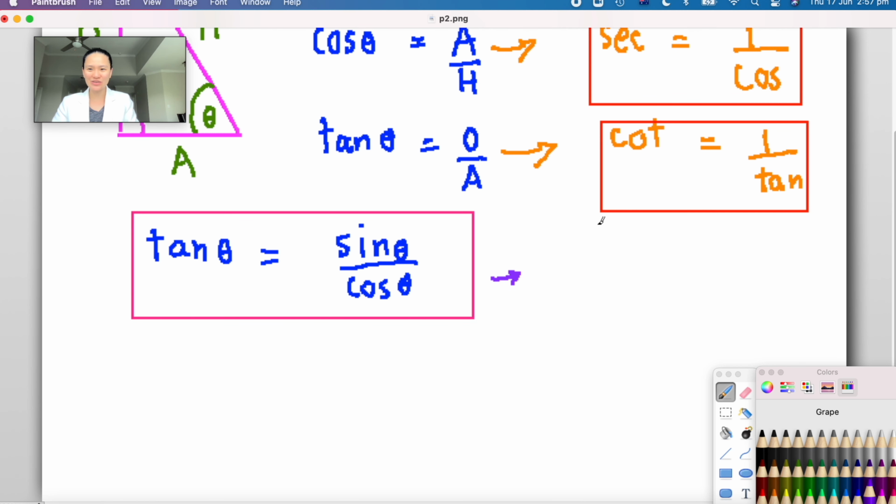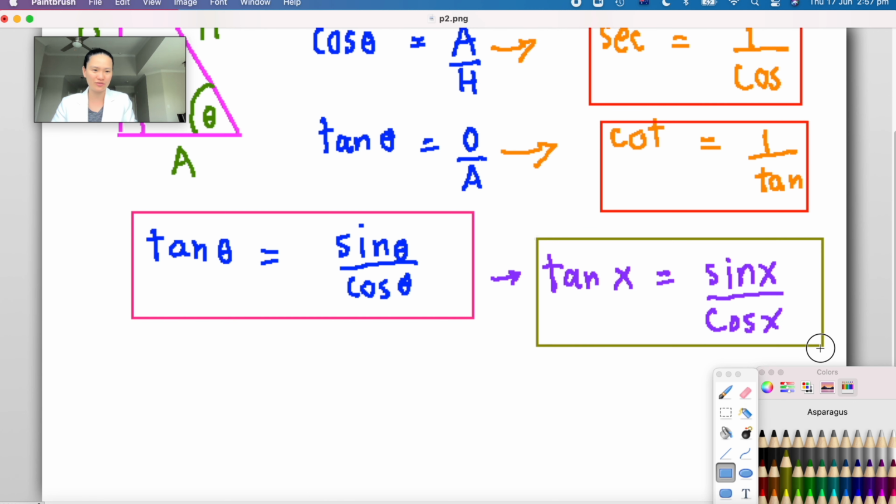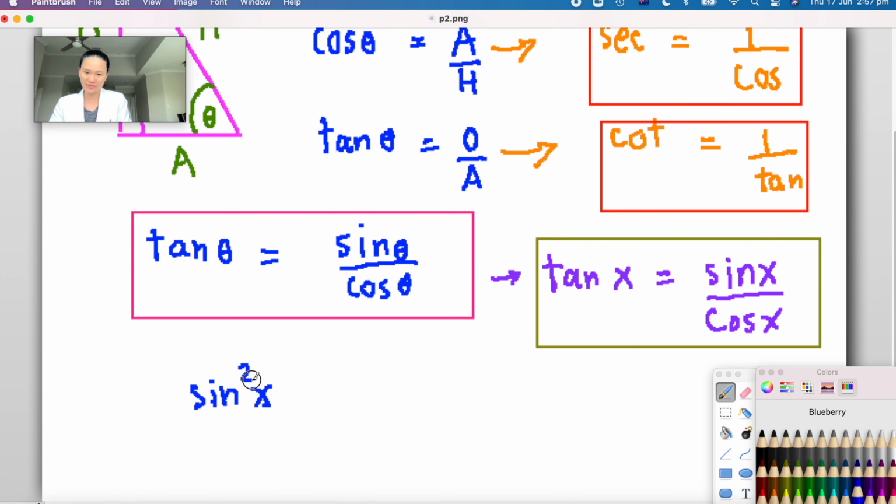Another one that you're going to see all the time is tan x equals, actually it's the same formula, tan x equals sine x divided by cos x. Good job as well. I put a frame here for you, super quick. And another important one: sine x squared plus cos x squared equals 1. I put another frame here for you.